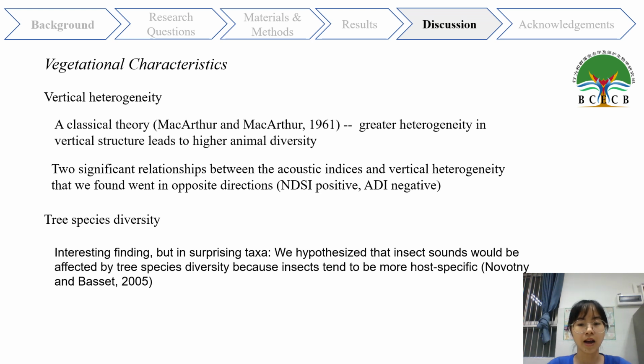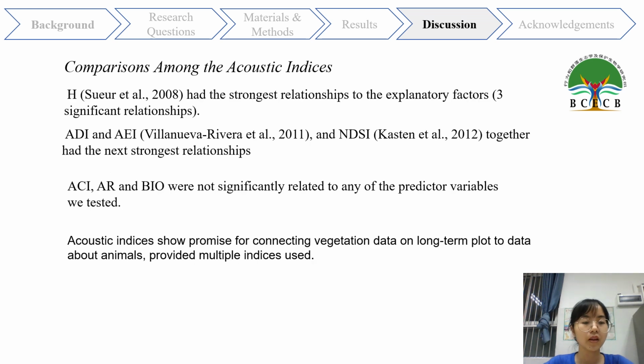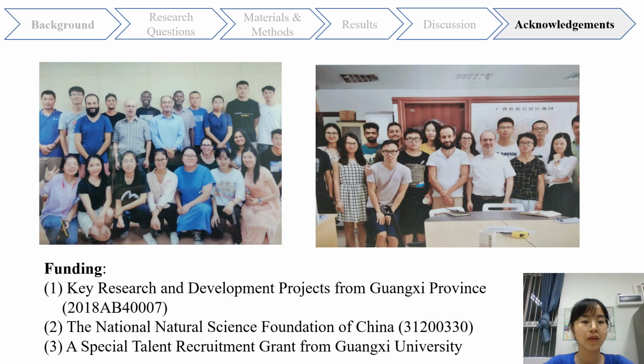We hypothesized that insect sound would be affected by tree species diversity because insects tend to be more host-specific. We also found that elevation had the strongest relationship. ADI, AEI, and NDSI together had the next strongest relationship. ACI, AR, and BIO were not significantly related to any of the predictor variables we tested.